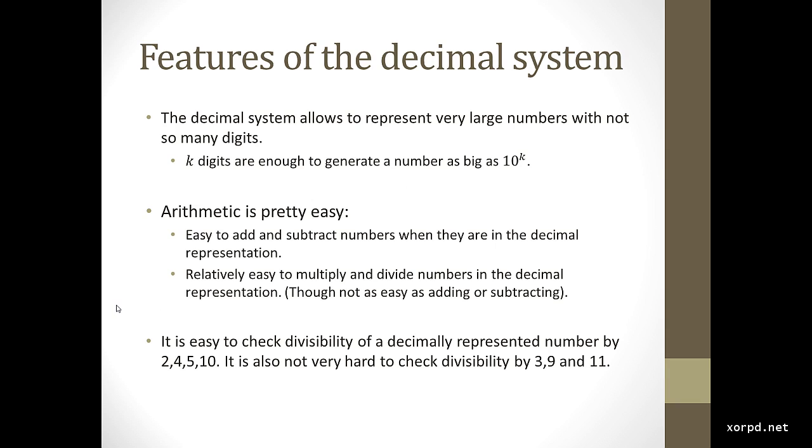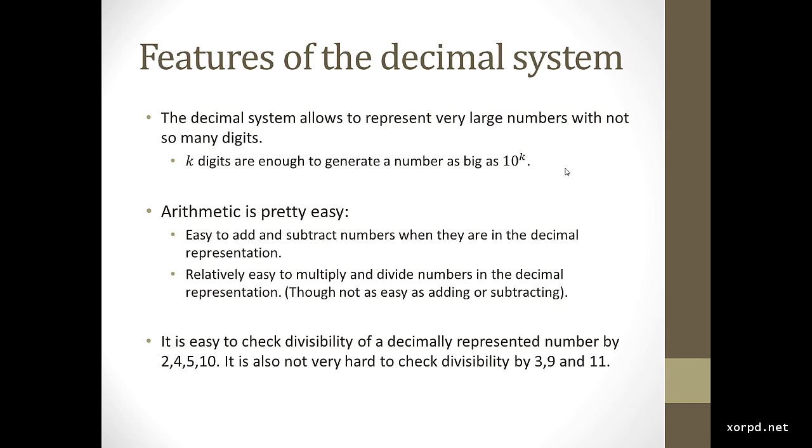Some features of the decimal system. Features that you probably know by now, but I just want to remind you of those features. The first one is that the decimal system allows us to represent very large numbers with not so many digits. This is a very important feature. As an example, k digits are enough to generate a number as big as 10 to the power of k. And this is a lot. As an example, k equals 40 would give us really large numbers. Probably more than we are ever going to need.